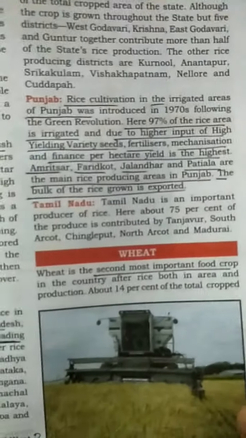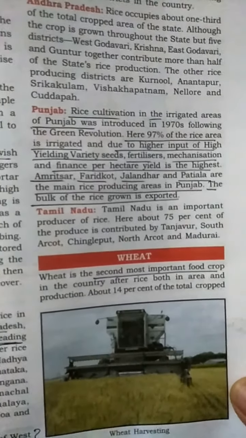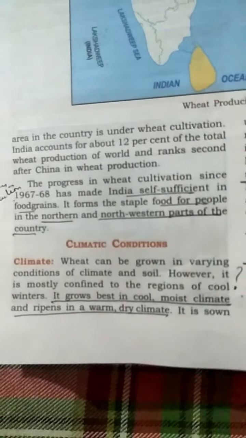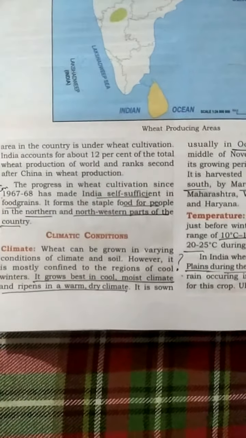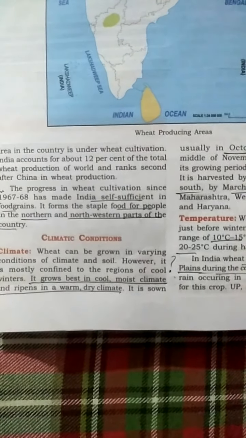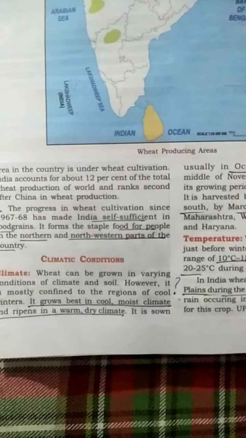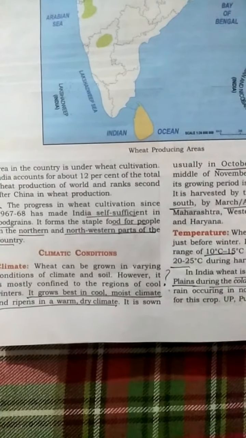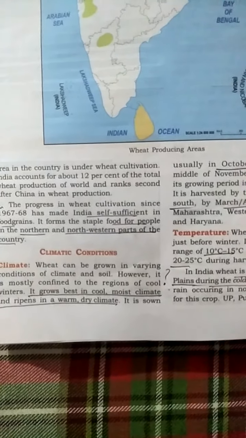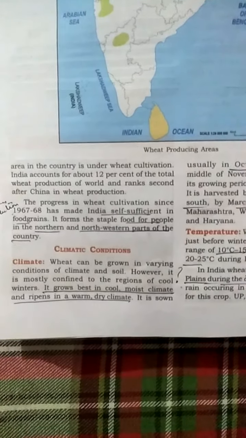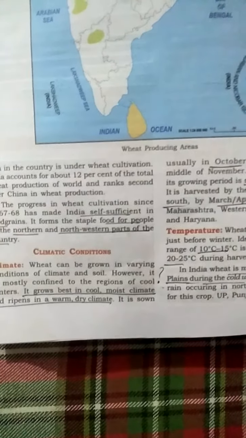Next food crop is wheat. Wheat is the second most important food crop in the country. The progress of wheat cultivation since 1967-68 has made India self-sufficient in food grains, that is after the Green Revolution. It forms the staple food for people in the northern and northwestern part of the country. Next are the climatic conditions. Wheat requires a cool, moist climate, but it ripens in a warm and dry climate.